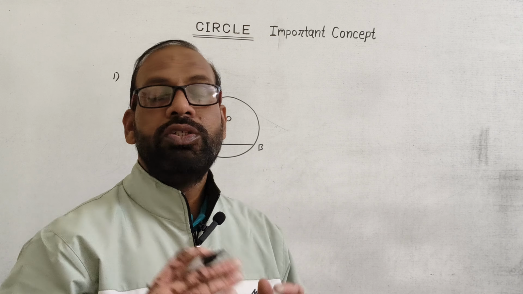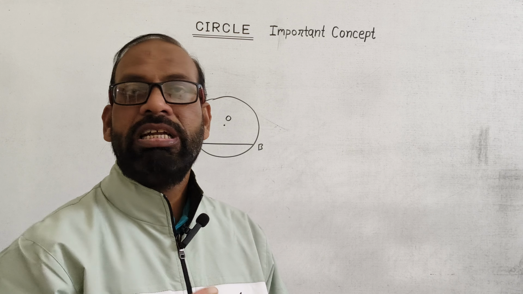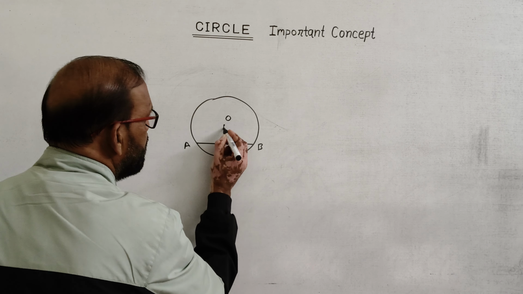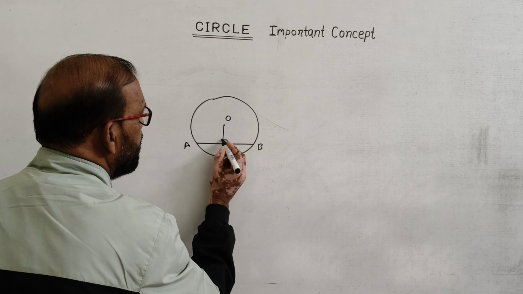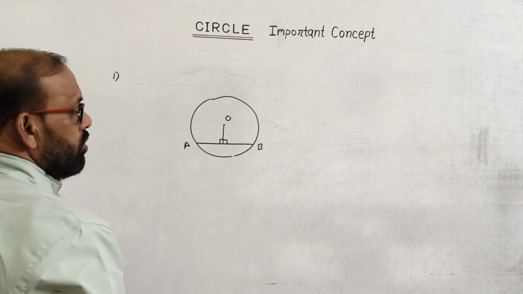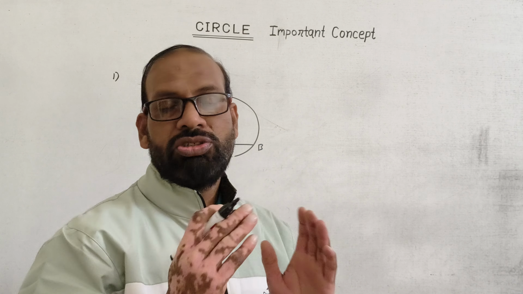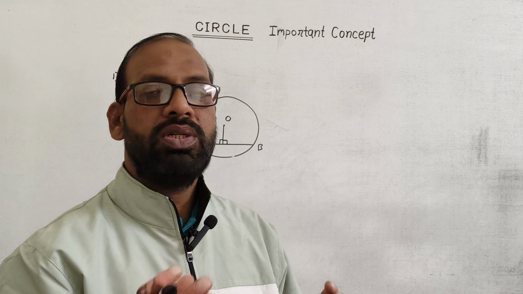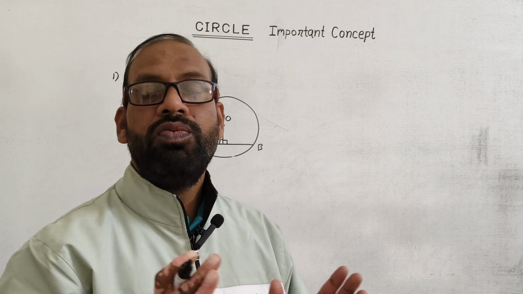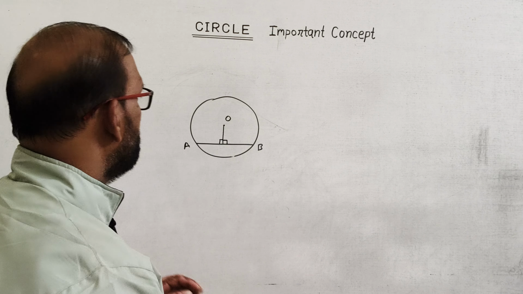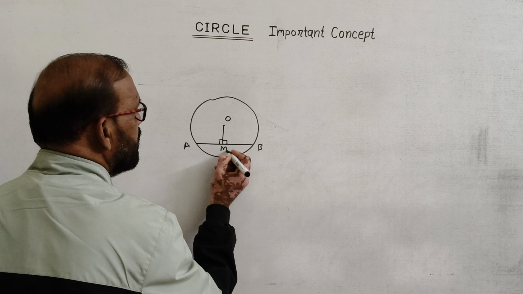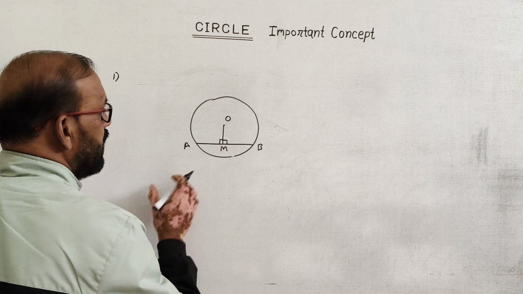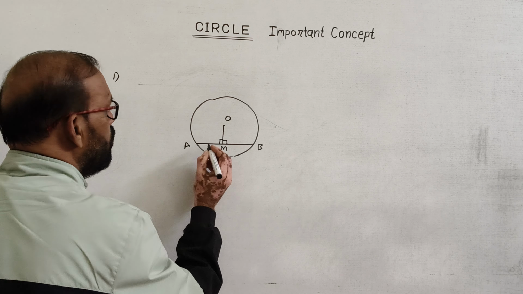What happens if we draw a perpendicular from the center to the given chord? If we draw the perpendicular from the center to the given chord, this angle is 90, this one is 90. This property states that when we draw a perpendicular from the center to the given chord, it always bisects the chord. With this perpendicular line segment represented by OM, if it is perpendicular, then it divides the given line segment into two equal parts.